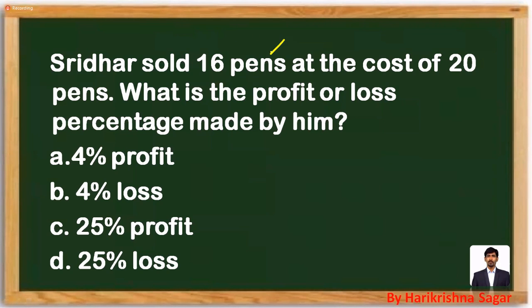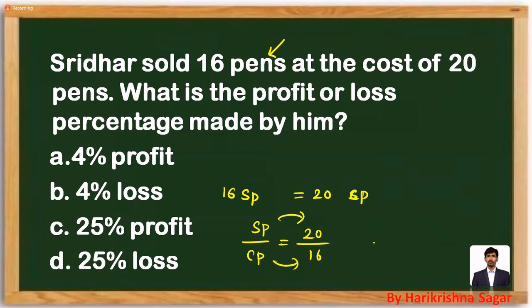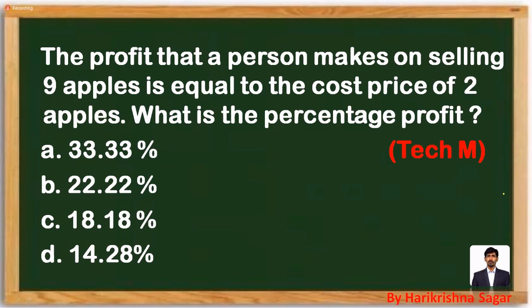Sridhar sold 16 pens at the cost of 20 pens. Same question, I guess. Selling price by cost price will be equal to 20 by 16. Cost price is 16, selling price is 20. On top of 16, there is an increase of 4. So it is again 1 by 4. 1 by 4 indicates 25%, increase indicates profit. So 25% profit is the answer. Look at the next question available on the screen.